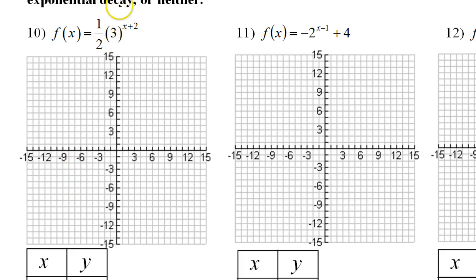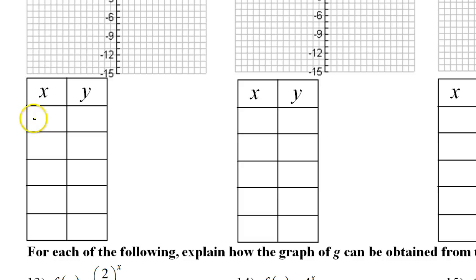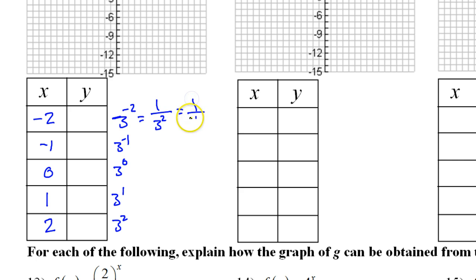We're going to start off by just graphing the parent function, which is 3 to the x power. So for now, don't worry about the 1/2, don't worry about the plus 2. Since we're graphing the parent function, we can stick to the values -2, -1, 0, 1, and 2. So we're doing 3 to the -2 power, 3 to the -1 power, 3 to the 0 power, 3 to the 1 power, and 3 squared. Of course, 3 to the -2 power, that's 1 over 3 squared, which is 1 over 9.